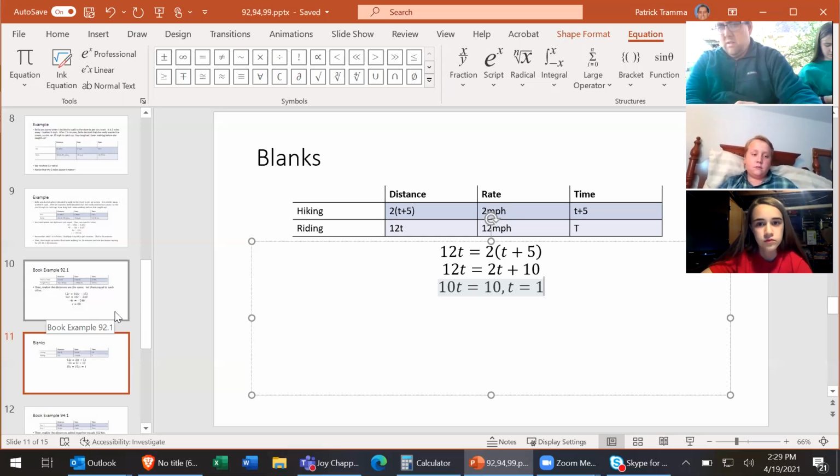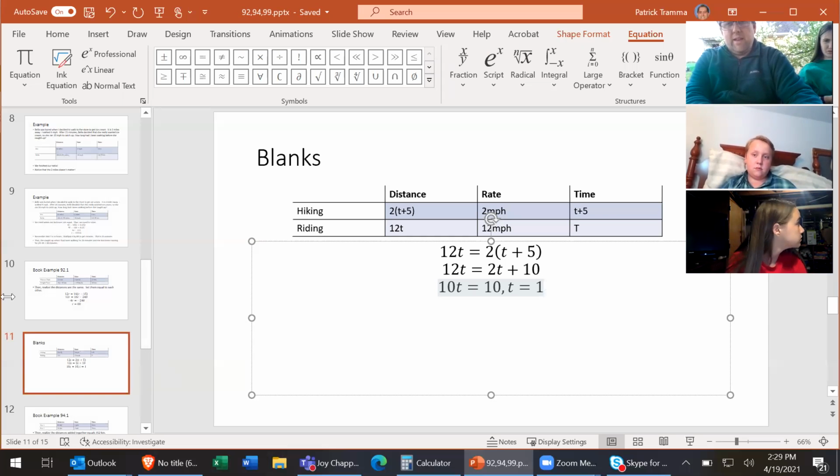Okay. And then the second part of the question is how far was it? So we could just substitute t back into either of those distance equations to find out the distance. I'll just do the bottom one. 12 times 1 is 12. So it was 12 miles to get there.